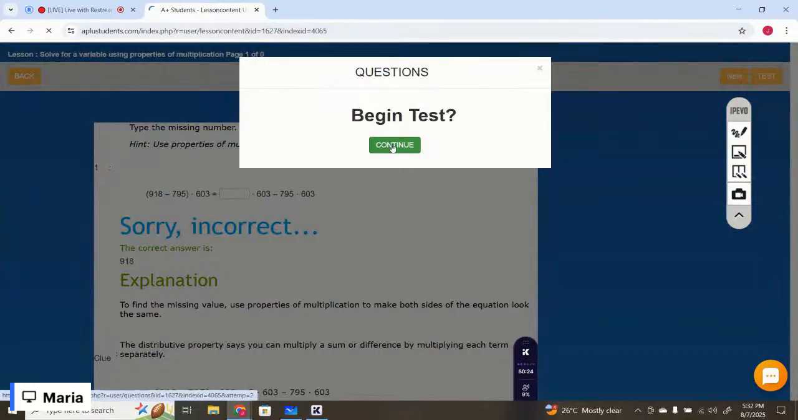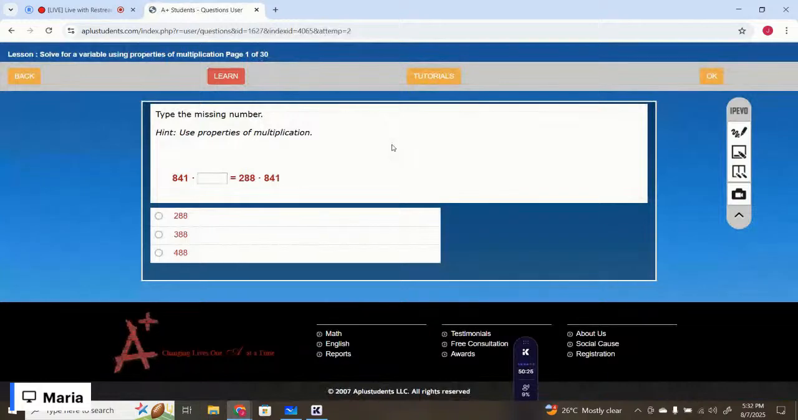Okay, type the missing number. 841 times the missing number equals 288 times 841. So that is the commutative property of multiplication. On both sides, the numbers are exactly the same, just the order is different. So 841 times 288, because on the right hand side 288 is missing, so that is 288.